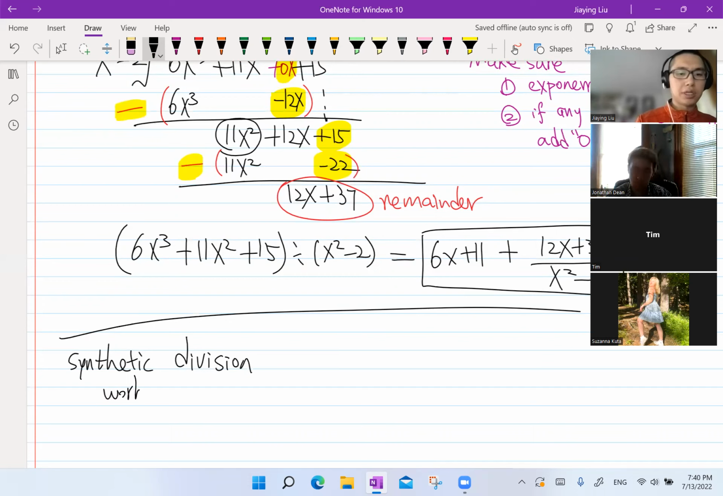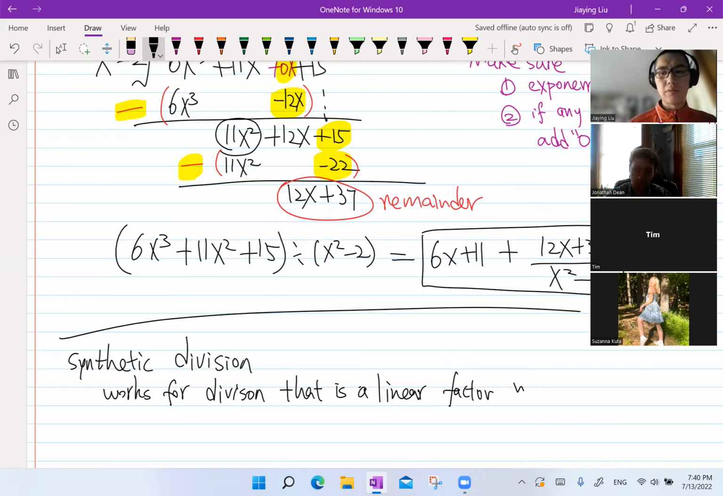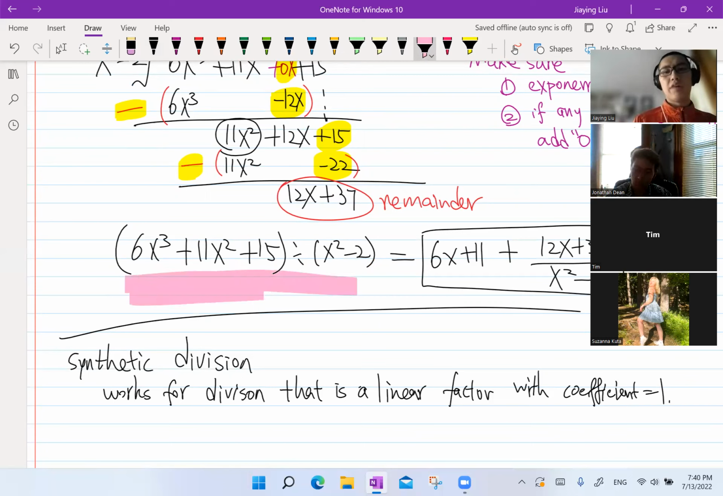So it works for a divisor that is linear, that is a linear factor with coefficient 1. So what I meant by this is that, for example, if I take the previous example, this one, if I want to use synthetic division, I cannot do that because the divisor is x squared. It's not a linear factor like x. So it doesn't work that way. It doesn't work for that example. But it worked with the previous example.